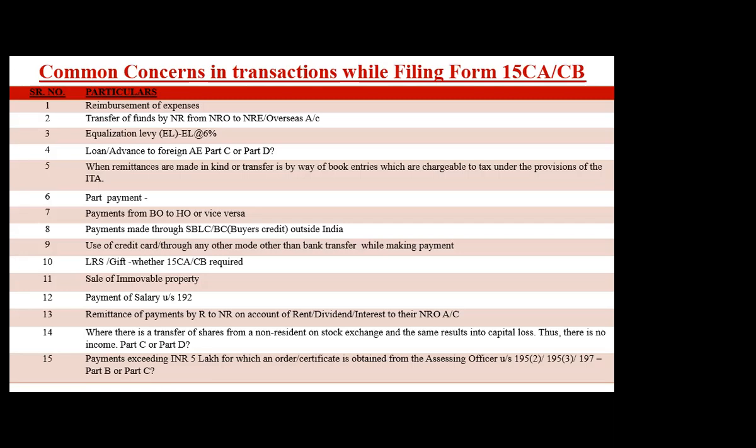195(1) subsection 1 TDS will be deducted in case of kind. Part payment we have already discussed. Whatever the proportionate payment is there, TDS will be deducted on that payment only. I mean, if you are remitting, say, half of the amount, it's an advance amount, then only the TDS relevant to that advance will be deducted today. When you are making the part payment later on, another 15 CBCA has to go.